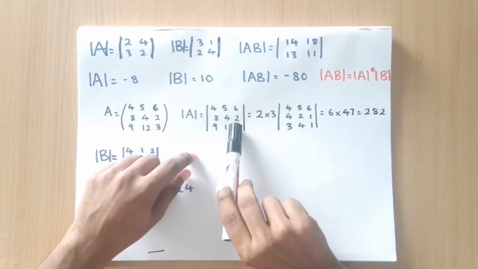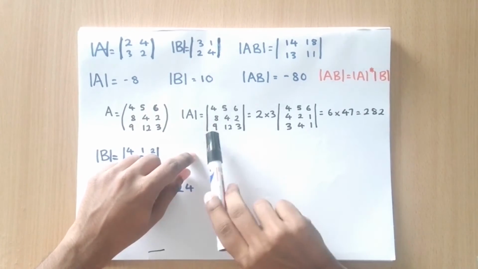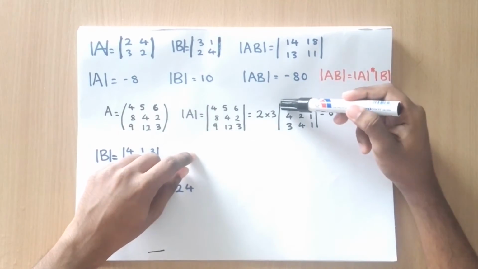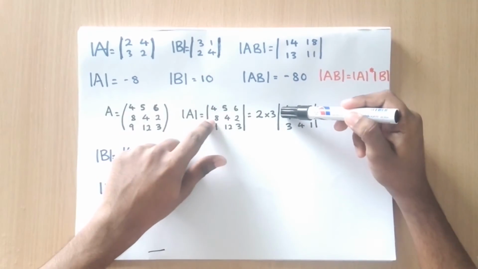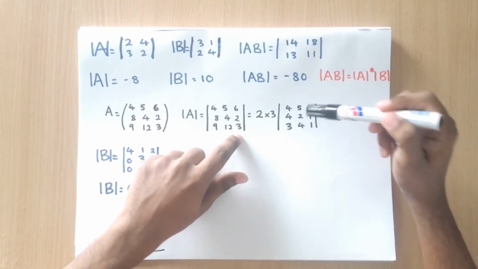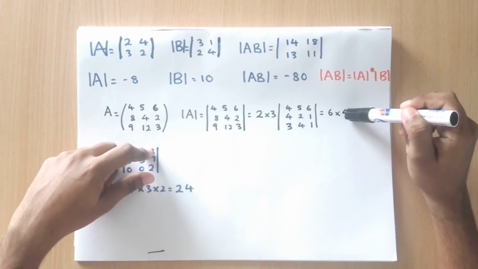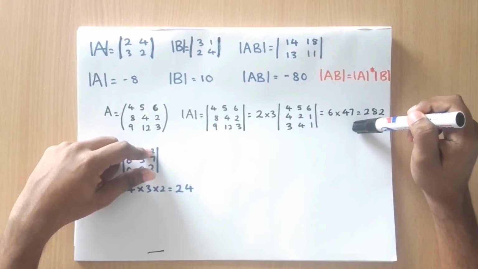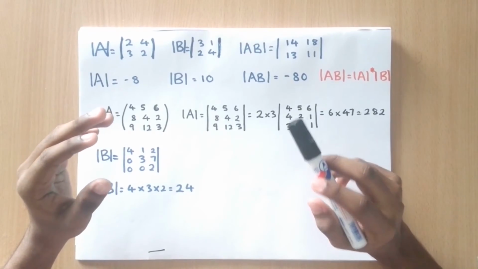So we can take 2 out of this row. We can take 3 from this row and multiply it by 2, and we can simplify this matrix to 4, 5, 6, 4, 2, 1, 3, 4 and 1. So that we get 6 multiplied by this determinant, that is 47. So we get the final answer 282. This is very useful when you have large numbers.